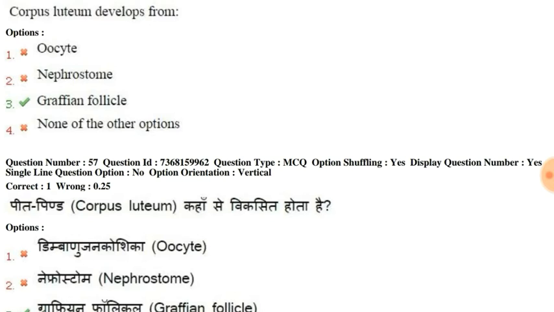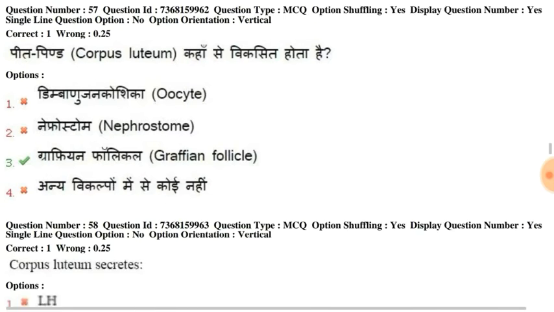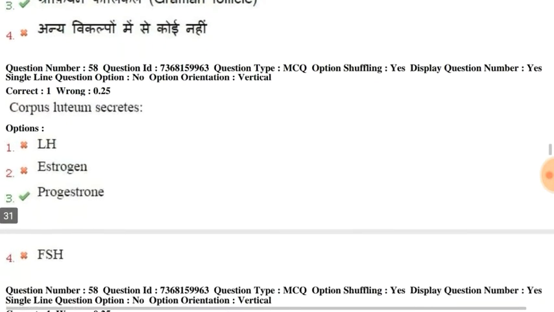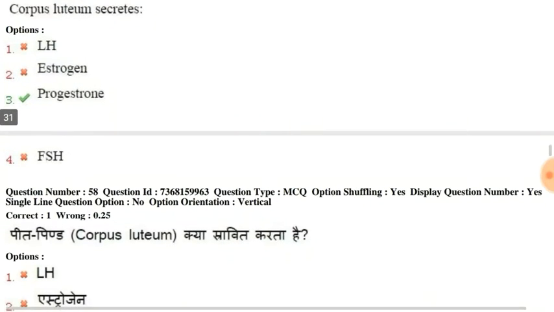Next question is, corpus luteum develops from. The answer is the third one, that is Graafian follicle. Next question is, corpus luteum secretes. There are four options and the correct answer is the third one, that is progesterone.